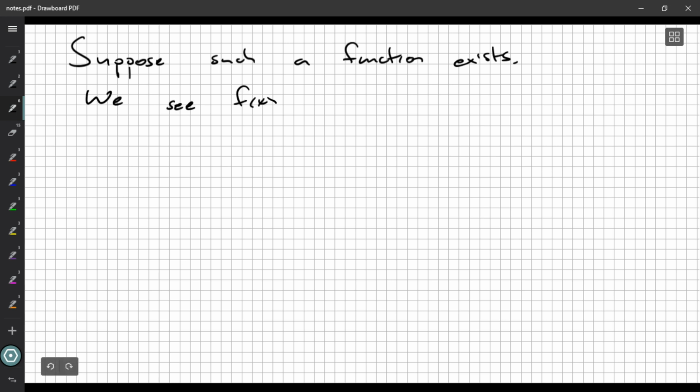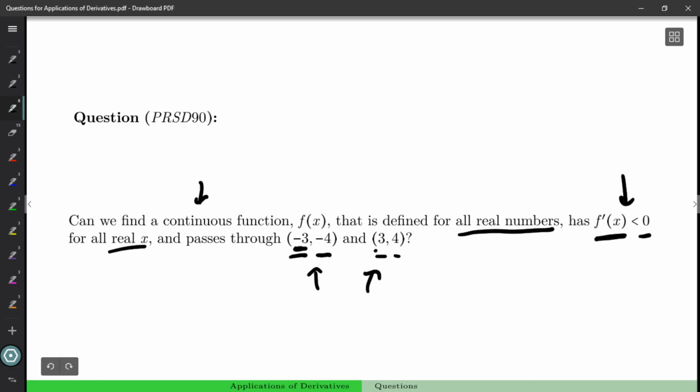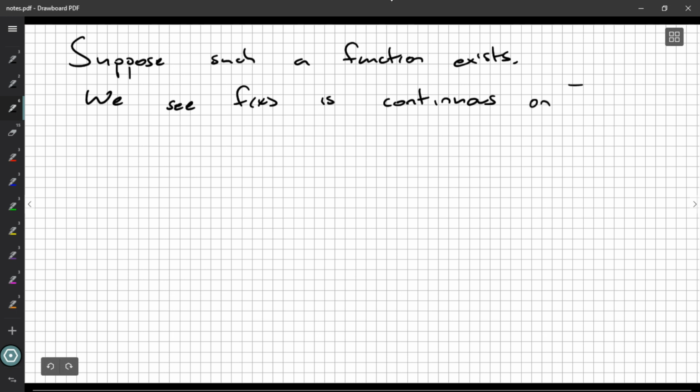We see this function is continuous. It's continuous everywhere, but I'm going to focus on these points here. So we're going to say it's continuous on the closed interval [-3, 3].